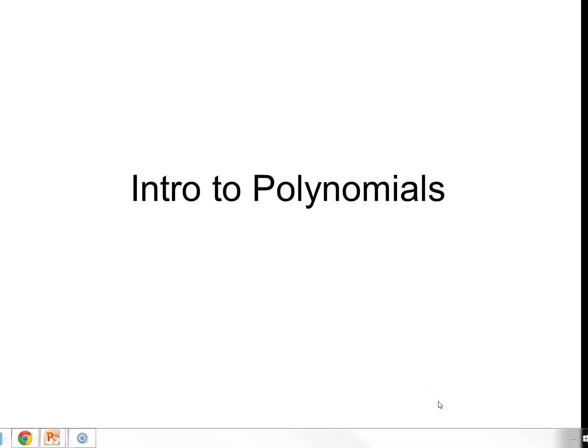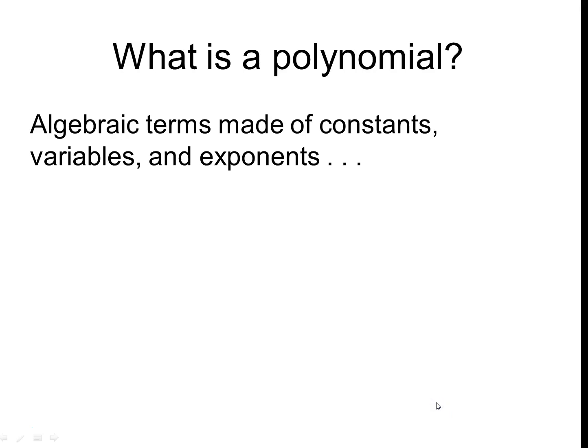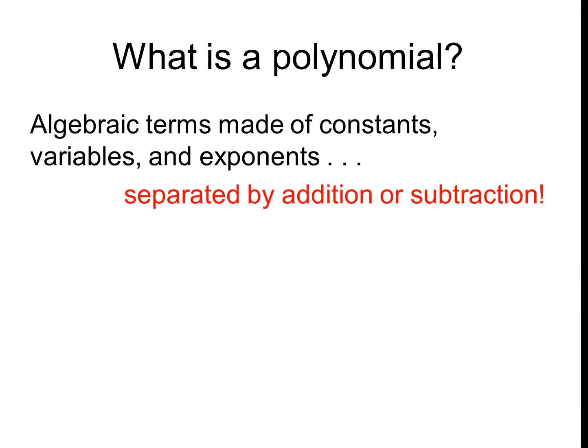All right, so what happens at the beginning of every topic that we've dealt with, we have to deal with the vocabulary. So now we have to figure out what is a polynomial. Well, a polynomial is a combination of algebraic terms. It's made up of constants and variables and exponents. But the key here is that they are separated by addition or subtraction.